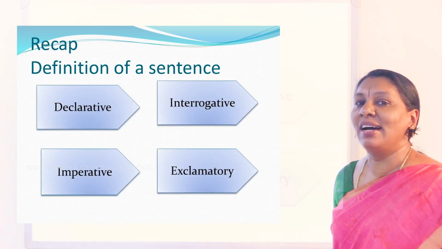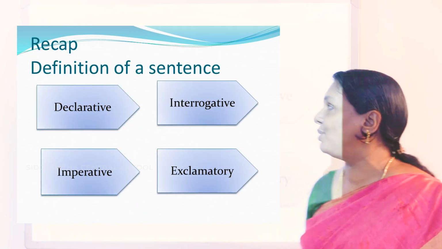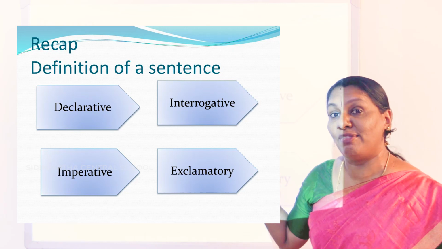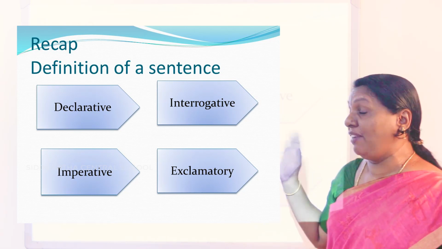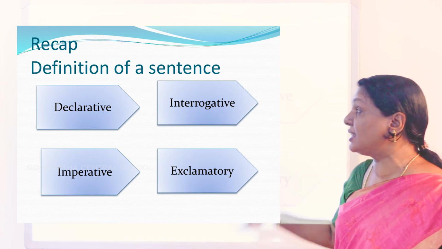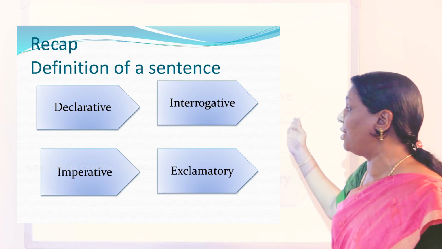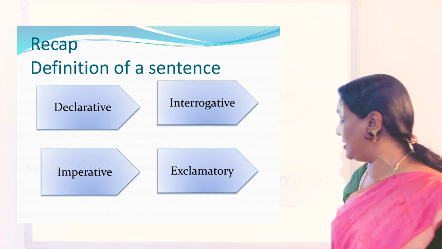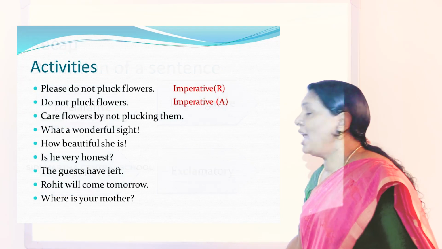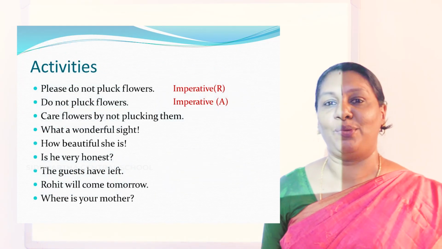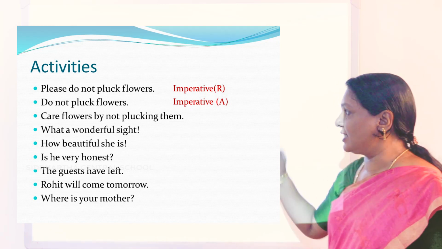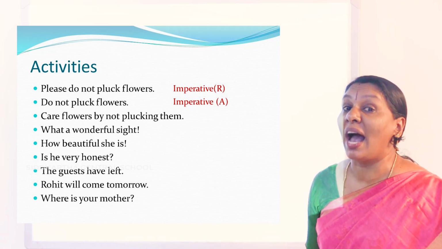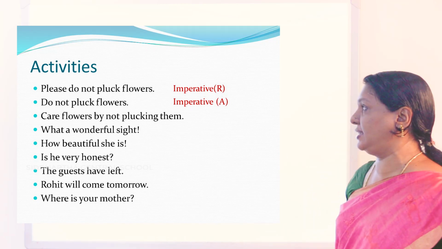Now let us recap what we have learned today. We have learned the definition of a sentence. Then we have seen the different types of sentences, which are declarative, interrogative, imperative, and exclamatory sentences. Now let us move on to some activities. Look at this. What you have to do is identify the sentences.